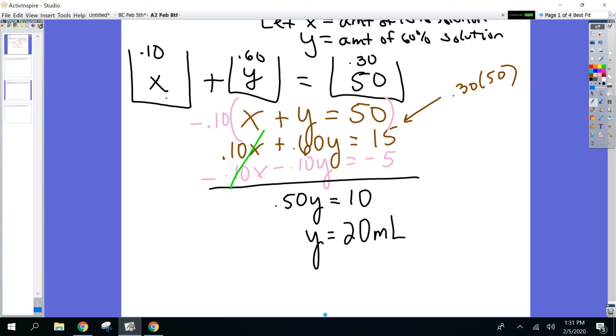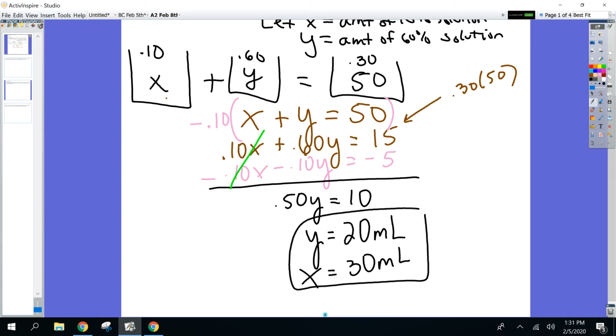Yep. And then how do you find how much 10%? Plug it back in. Yeah, I wouldn't even plug it back in. You know you have to have a total of how much? 50. I already have 20, so I have to have 30 milliliters of the 10%. There you go.